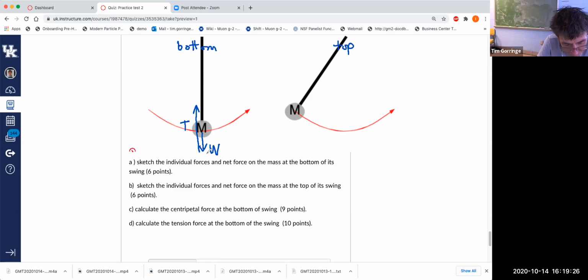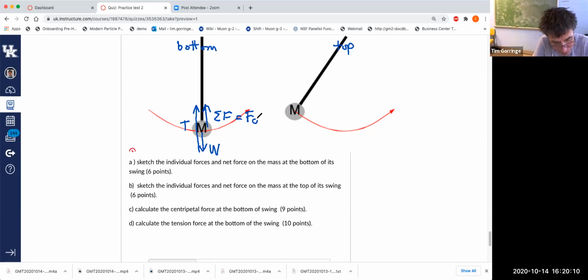And so if you add the weight and the tension together, and that's what I'm picturing here, I drew the tension's tail on the head of the weight. The resulting force, the sum of the forces, must be the centripetal force. I wrote that wrong. The sum of the forces, I said it right, but I wrote it wrong. So this is the sum of forces equals the centripetal force. So that's a picture of the individual forces and the centripetal force and total force at the bottom of the swing. What about at the top of the swing?